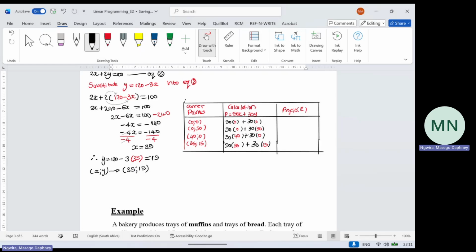Okay, for the first one, obviously it's going to be 0. Obviously, if you don't have your X and Y, you're going to get a 0. There won't be production here. All right, then for 0 and 50, we are going to have 1,500. And then for 40 and 0, we're going to have 2,000, right? And then the point of intersection, we are going to have 2,200.